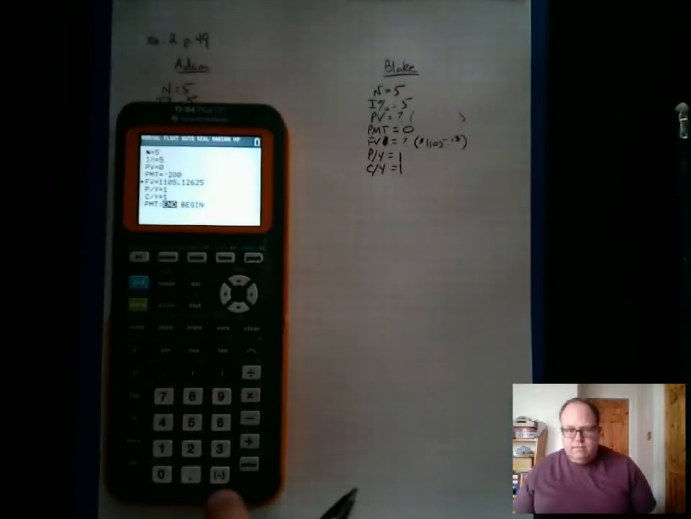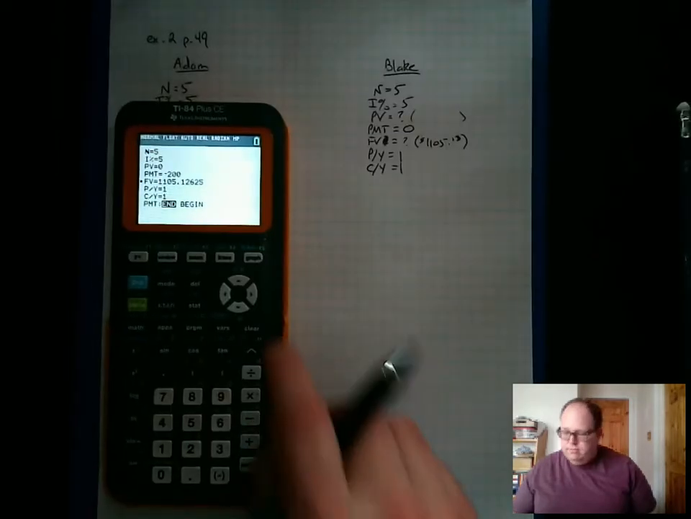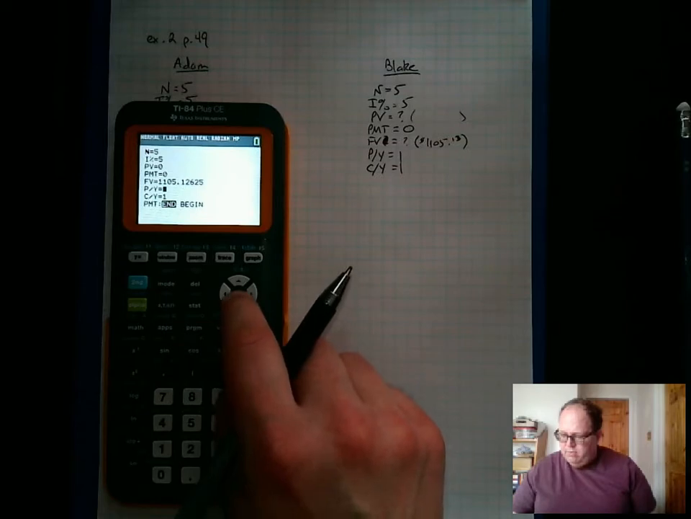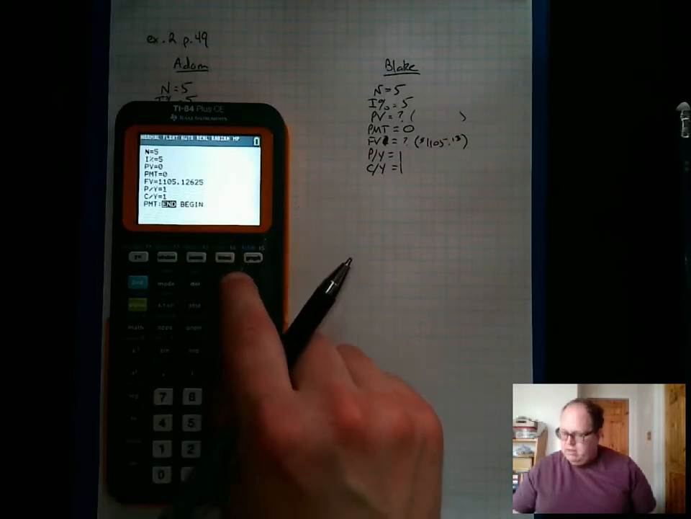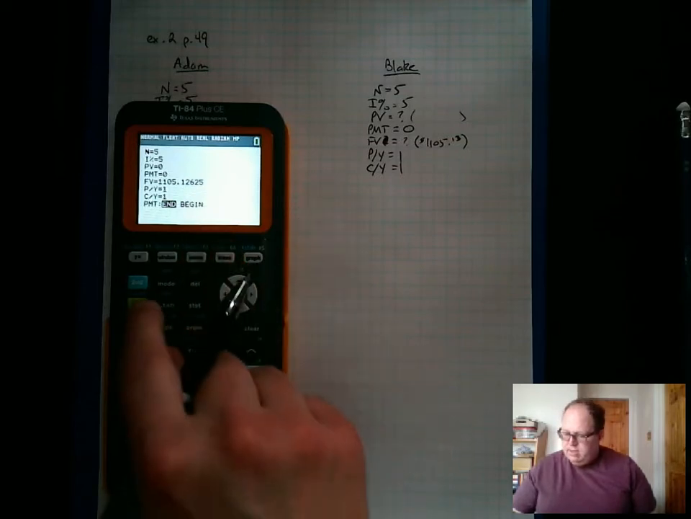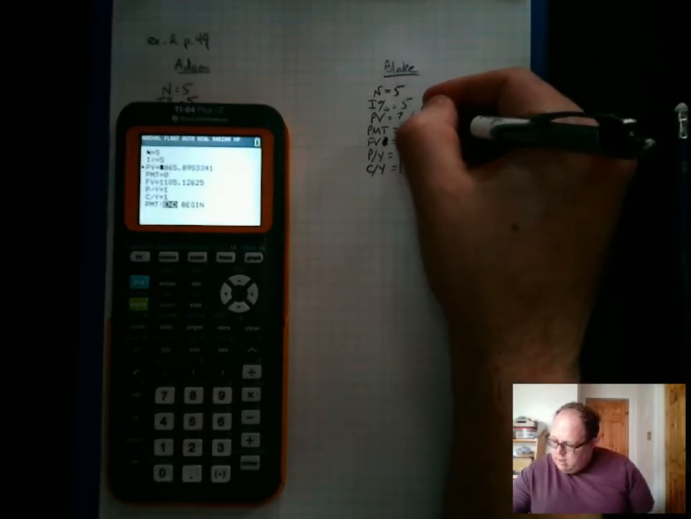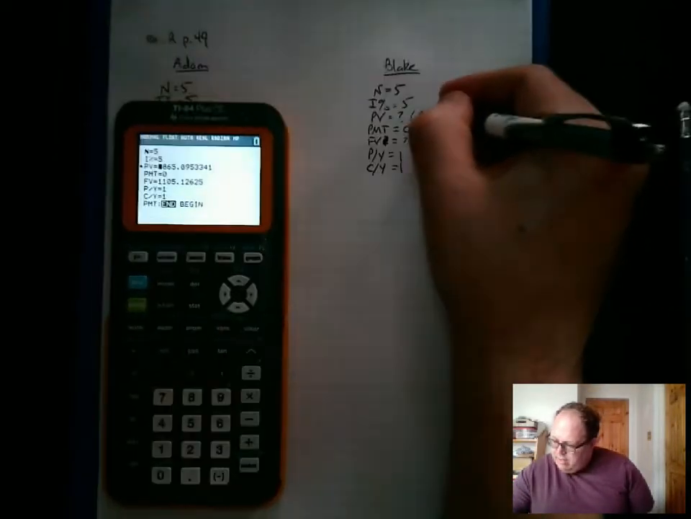So no regular payments, the same future value, same pay period and compounding period. Then I solve for present value. And I get negative 865.90.